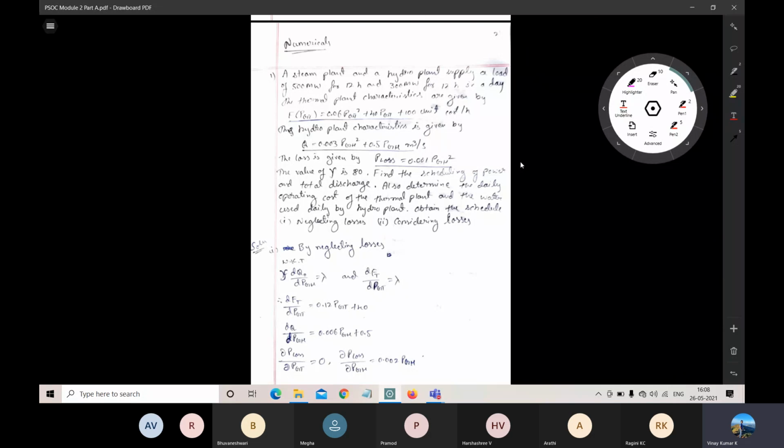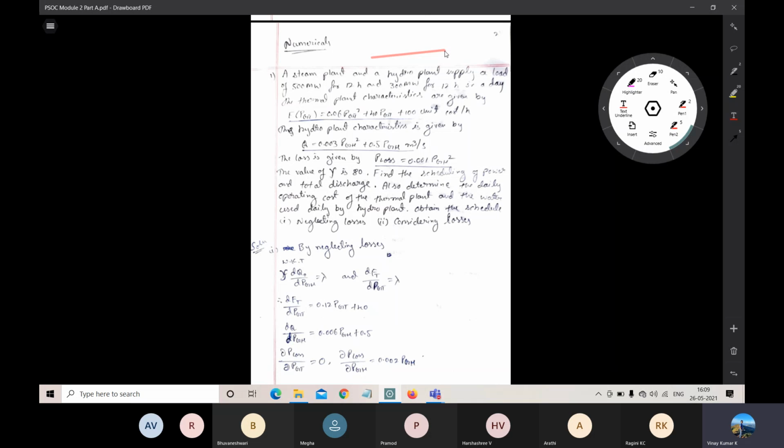So this includes here the first one: a steam plant and a hydro plant. Here we are having both a steam plant as well as a hydro plant to supply a load. Combined, they generate a power of 500 megawatt for 12 hours and 300 megawatt for 12 hours. That is, from the steam plant we are getting the power of 500 megawatt, and from the hydro plant we are getting the power of 300 megawatt.